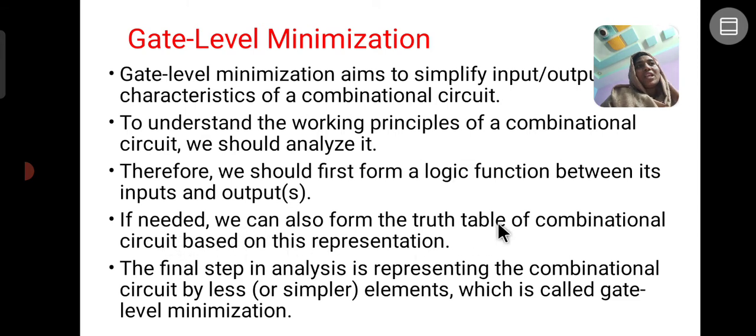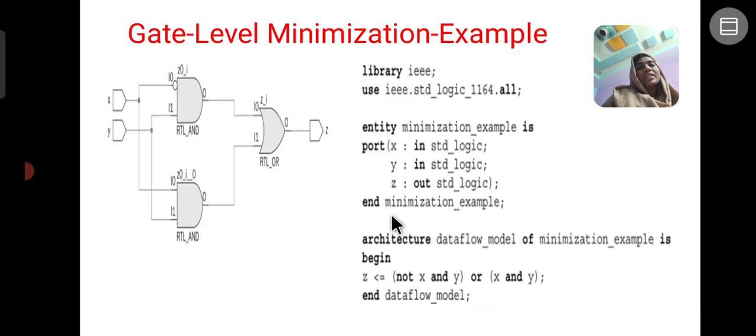A truth table is a table which shows the relation between input and output. For each and every input combination, what will be the output? The final step in analysis is representing the combinational circuit with fewer elements, which is called gate level minimization. After the truth table, we minimize the logic function using K-maps. This is one example of how we can minimize.